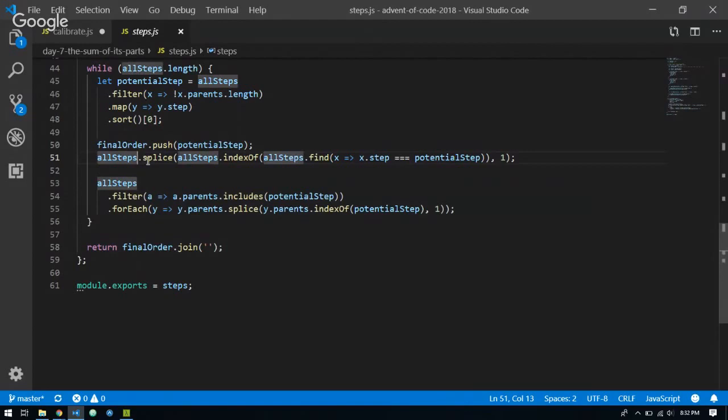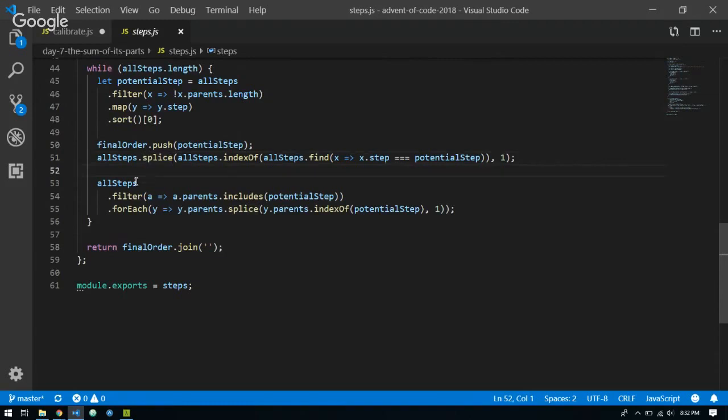I'm taking it out because the next time I iterate through and I go through my all steps, I've already used this portion. I've already said this step has been put in my final order. I don't want to duplicate it. I don't want to get confused with myself that I haven't used it yet. For what I've done up here, I know that this portion needs to go into my final order. So that's why I have removed it. That's why I'm splicing it. I'm taking it out of all steps.